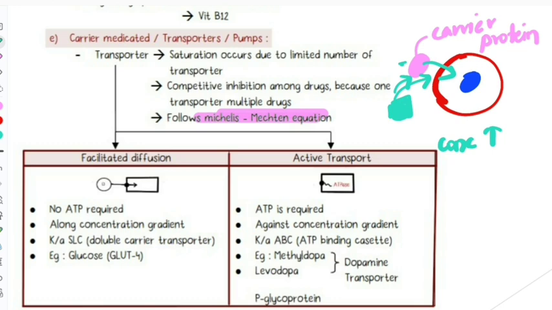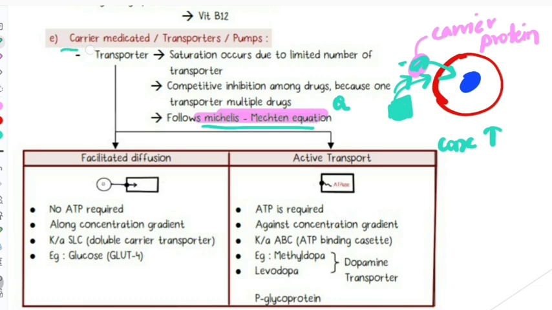it reaches a maximum because these carriers become saturated, and then see, once all the carriers become occupied, the transport cannot increase anymore. അപ്പോൾ അതിനെയാണ് ആ ഒരു പോയിന്റിനെയാണ് ഞാൻ സാച്ചുറേഷൻ എന്ന് പറയുന്നത്. So this behavior of drug is explained by an equation called the Michaelis-Menten equation. Okay, that is all you need to know about this equation.